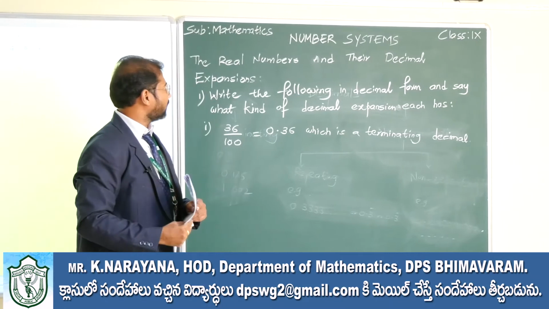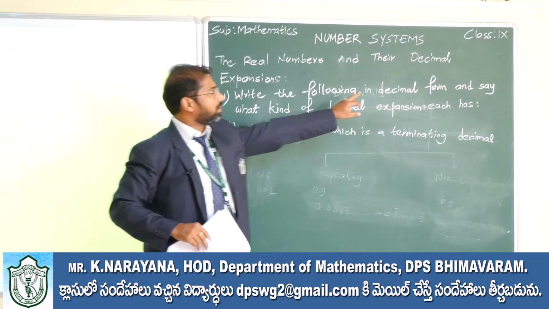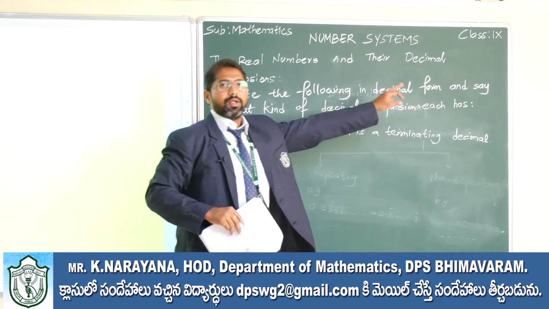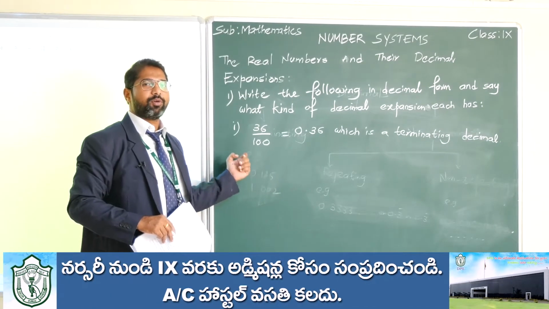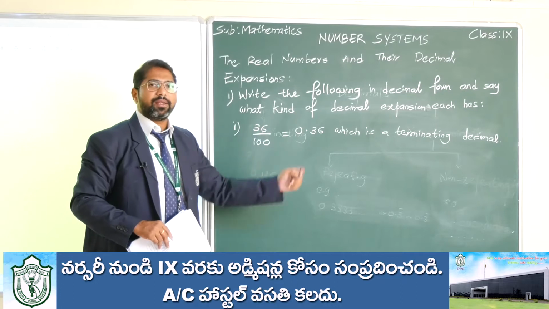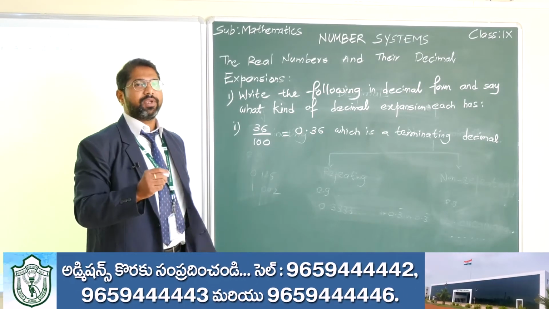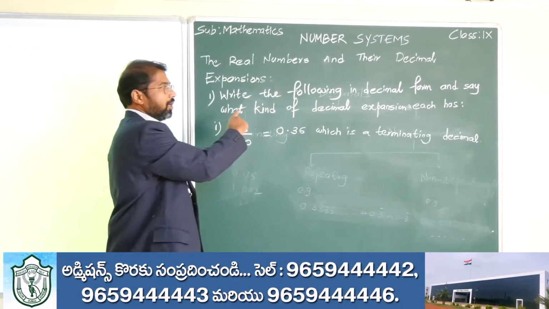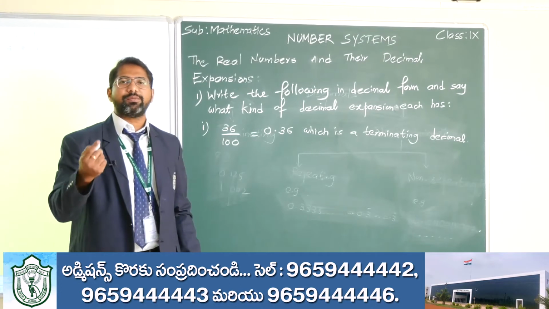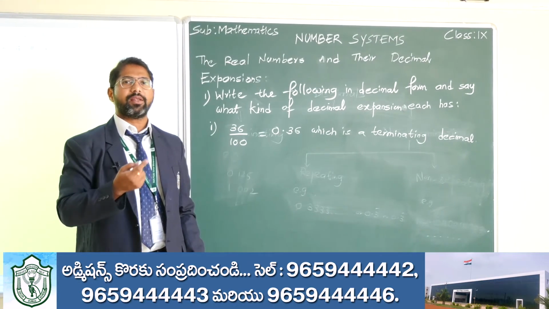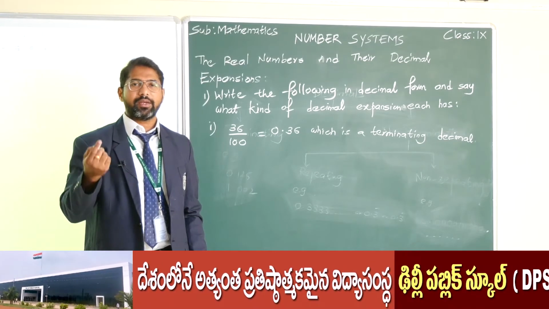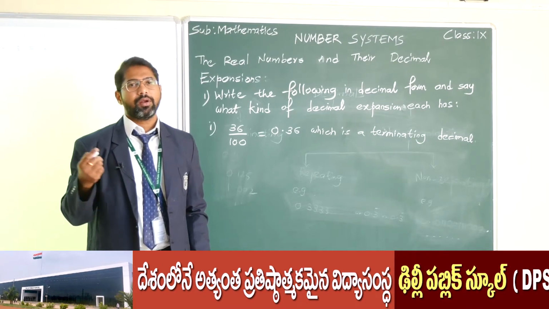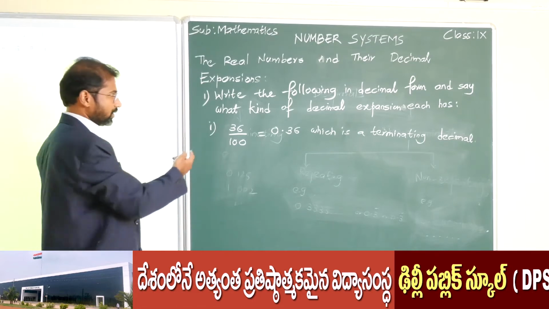So what they said, write the following in decimal form. They have given rational numbers which are in the form of p by q. We have to write them in decimal form. Then we have to say what kind of decimal expansion it is. Either it is terminating or non-terminating. Again in non-terminating, repeating or non-repeating. So this is one example.